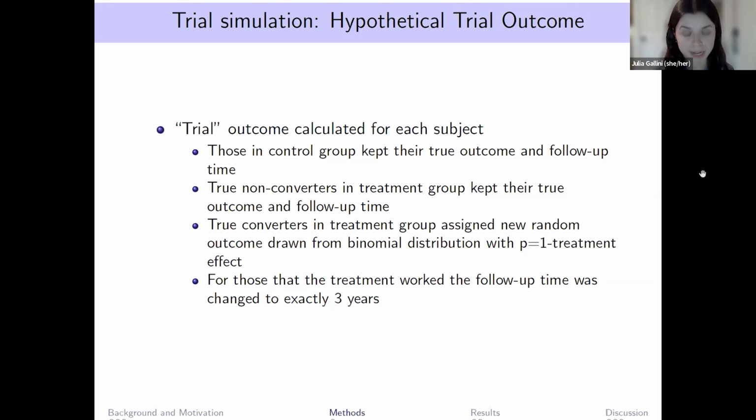The people that stood to benefit from the trial were the true converters in the treatment group, and they were assigned a new random outcome drawn from a binomial distribution with p equal to 1 minus the treatment effect. And then we changed their follow-up time to 3 years if the treatment worked.